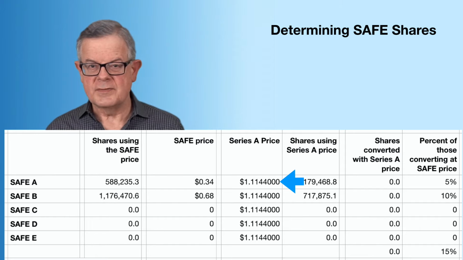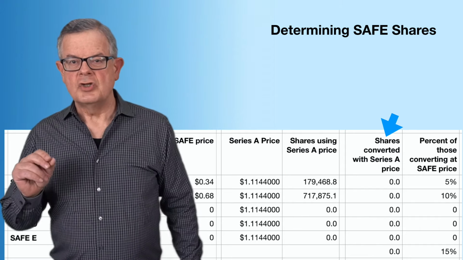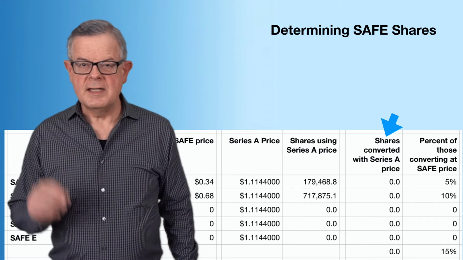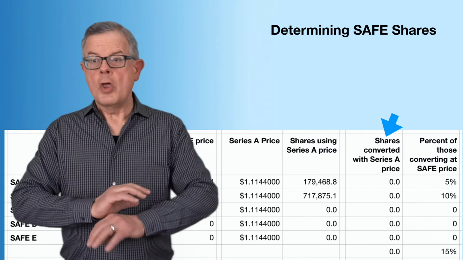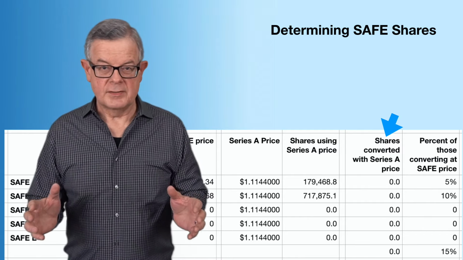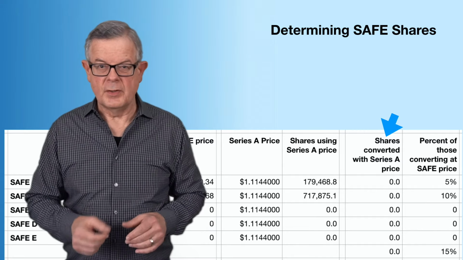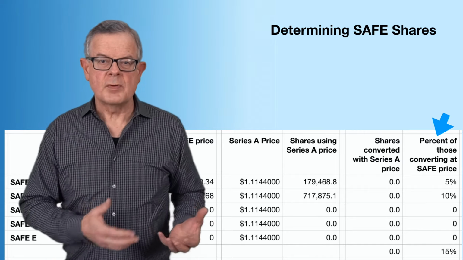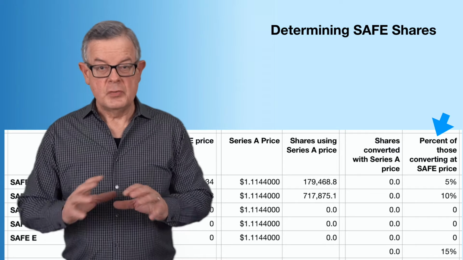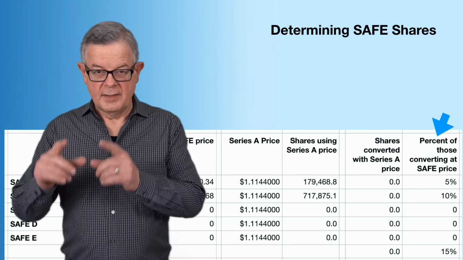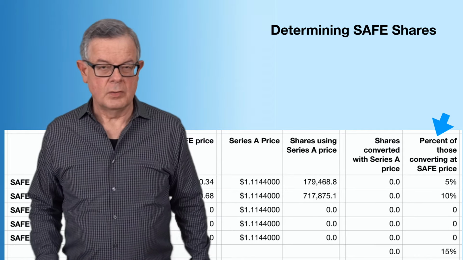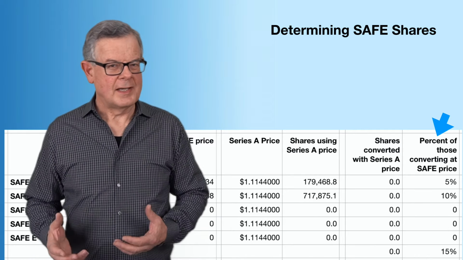There's a couple more columns there. You can see it talks about the shares converted in the Series A price. Well, in this scenario, no shares are converted in the Series A price, so those are all zero. Next column talks about what percent of those that do convert to stock will be converting at the SAFE price. And then there's a total there at the bottom showing it's a total of 15%.